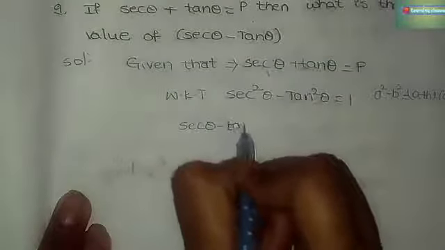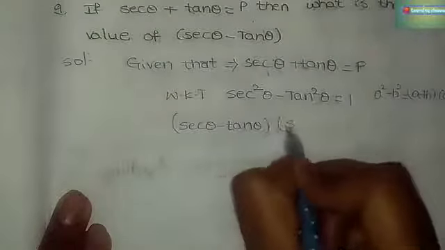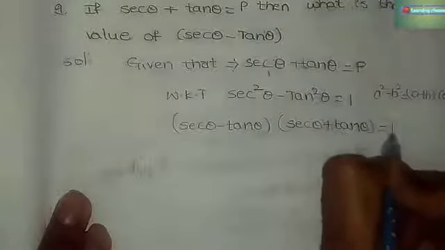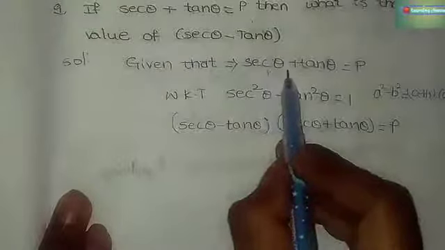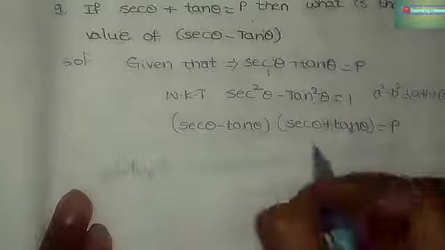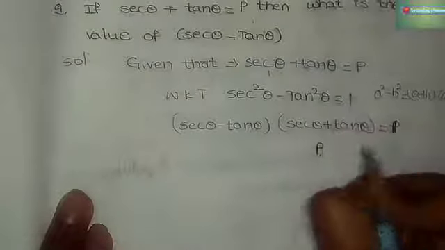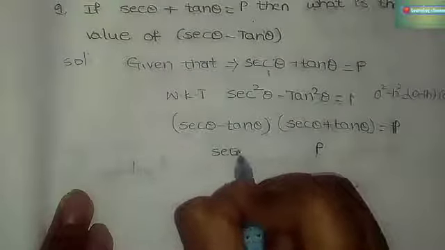So secant theta minus tan theta into P is equal to 1. So from this, secant theta minus tan theta is equal to, here it is multiplying. When it goes to this side, it will divide. So the value of secant theta minus tan theta is 1 by P.